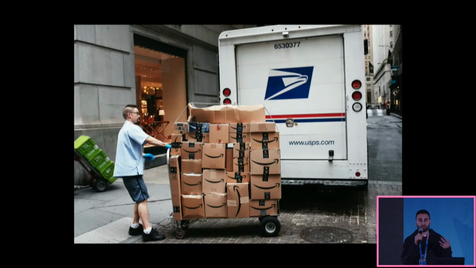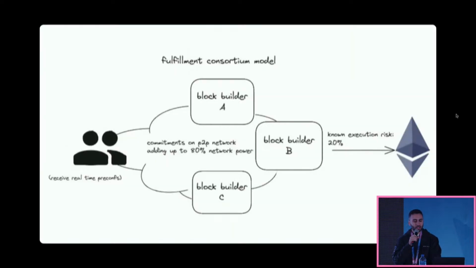So we introduced these fulfillment-specialized entities. And right now they're block builders and relays on the Ethereum network. We show that through a fulfillment consortium model, and having a network between these fulfillers of pre-confirmations, you can achieve similar results without validator participation.